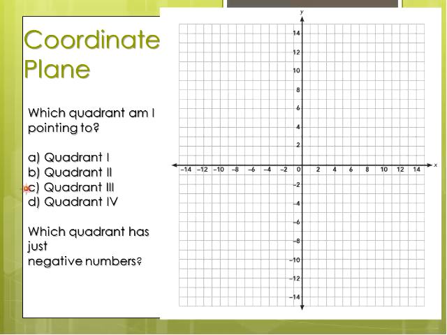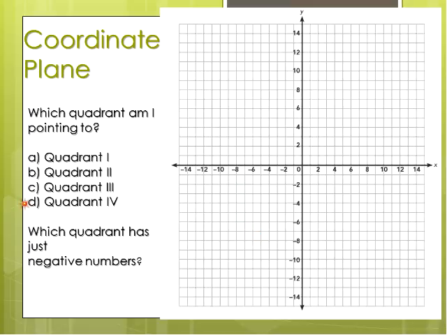Excellent. How about quadrant 3? How would you describe the coordinate pairs that would appear in quadrant 3? Go ahead, Sophie. In quadrant 3, the x is negative, and the y-axis is negative. It's also located at the bottom left. Yes, she's absolutely right. The x-coordinate would be negative and the y-coordinate would also be negative.